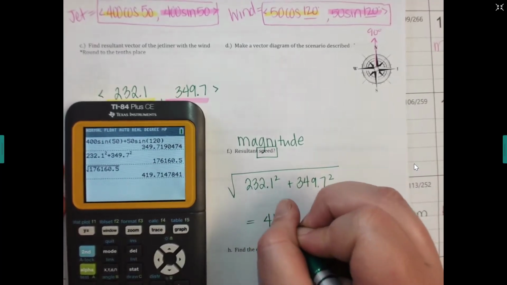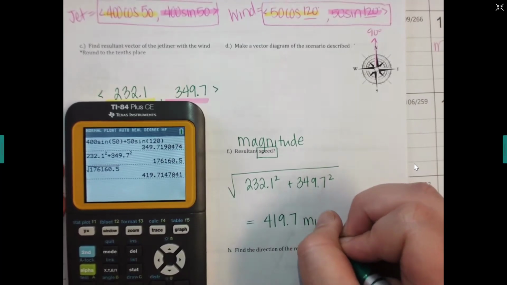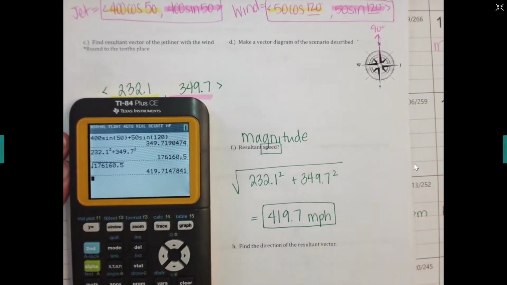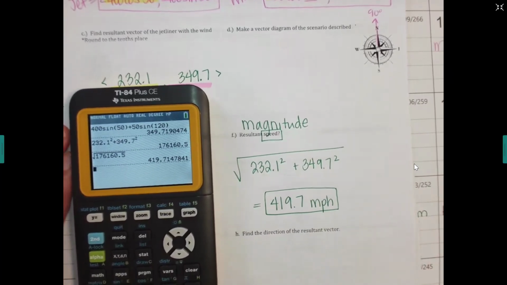So I got 419.7 miles per hour. Good. Now I want you to think about the plane: how fast did the problem say it's going? Okay, 400, but when you consider the wind, it's actually going 419. So in this case, the wind is helping the plane along, making it go a little bit faster.